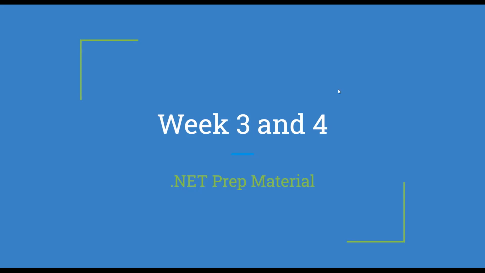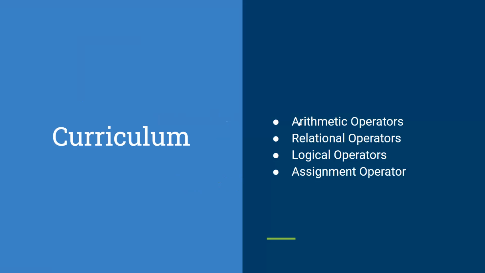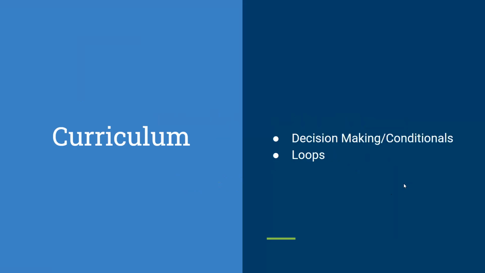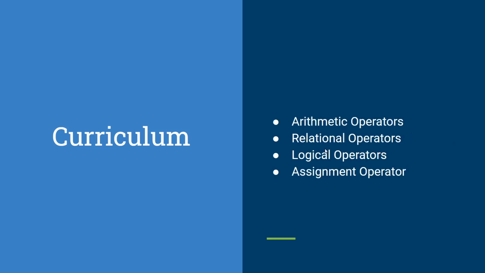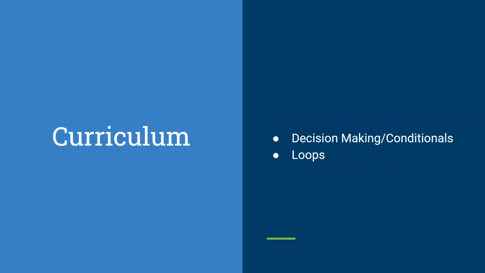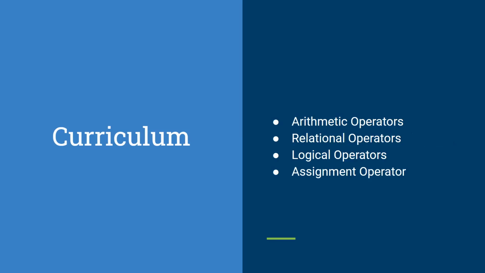So for weeks 3 and 4, the curriculum is arithmetic operators, relational operators, logical operators, assignment operator. Then decision making, conditionals, and loops, right? One thing with programming, remember our first class, is that programming is like a language, or programming has languages in it, right? The one we're learning is C#. Front-end guys will be learning JavaScript, and then there are other languages outside there, right?